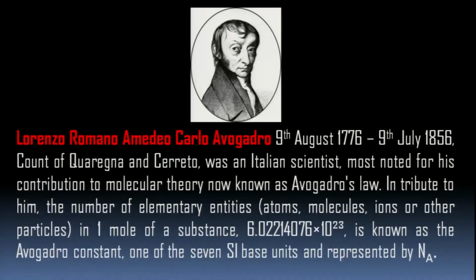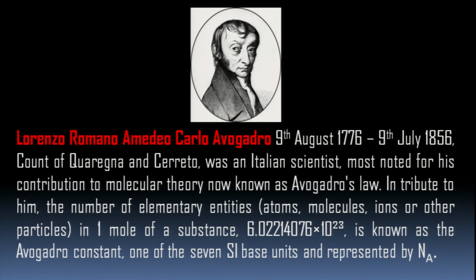Lorenzo Romano Amedeo Carlo Avogadro, born on 9th August 1776, and he lived up to 9th July 1856. Count of Quaregna and Cerreto, was an Italian scientist. He was a count and Italian scientist. He was a noble person, most noted for his contribution to the molecular theory, now known as Avogadro's law.